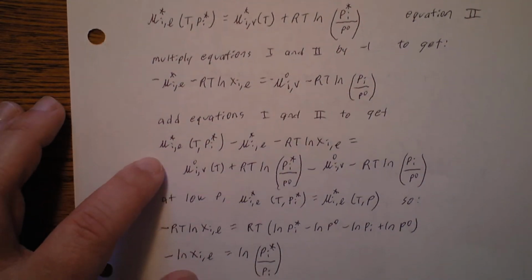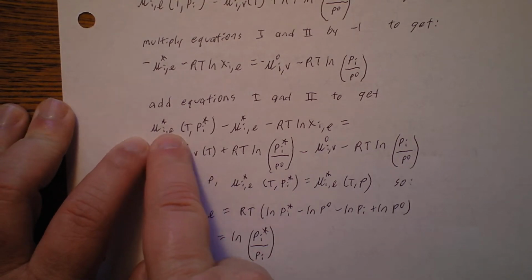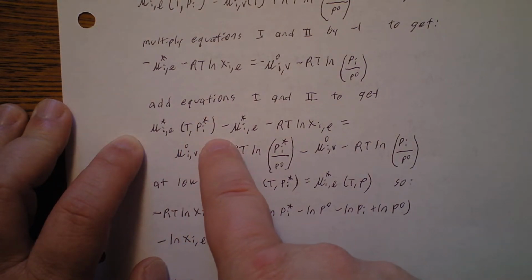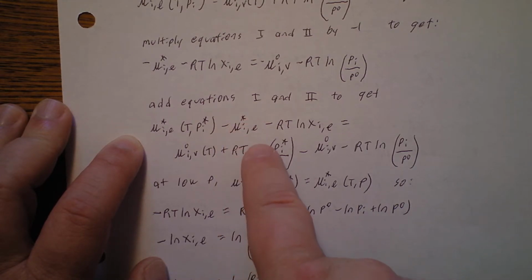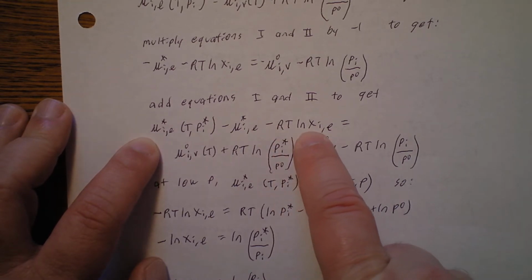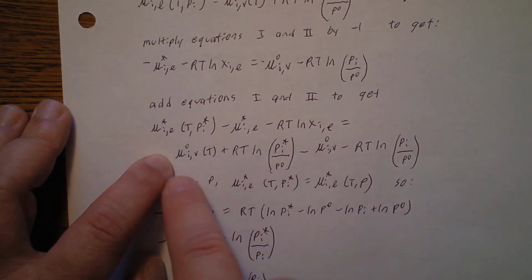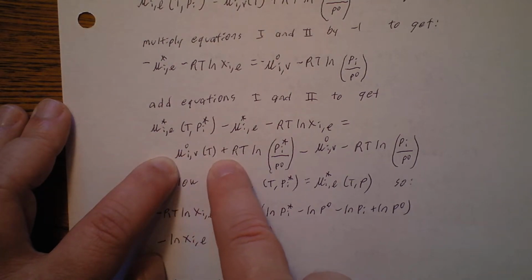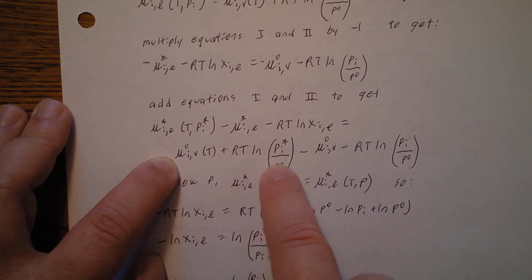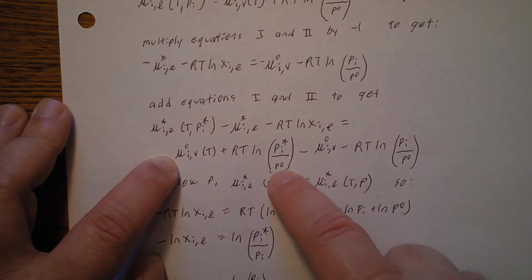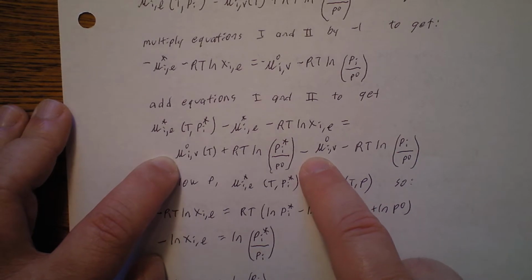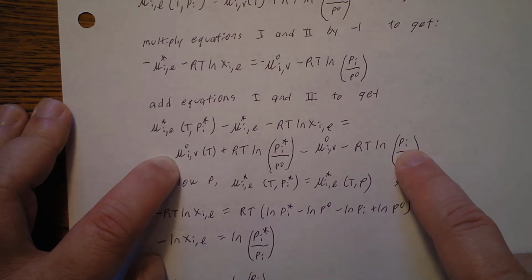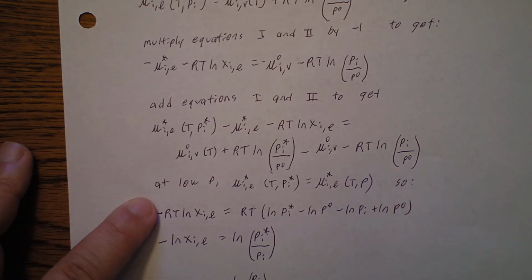So let's add equations 1 and 2, and what we're going to do is get the chemical potential of the substance I in the liquid form unmixed as a function of temperature and the pressure of the substance I unmixed minus the chemical potential of I in the liquid form unmixed minus R times T times the natural log of the mole fraction of the substance I in the liquid form, and that's equal to the chemical potential of I in the vapor form in the standard state as a function of temperature plus gas constant R times temperature times the natural log of the partial pressure of the substance I unmixed divided by the pressure in the standard state minus the chemical potential of the substance I in the vapor form in the standard state minus the gas constant R times temperature times the natural log of the partial pressure of the substance I divided by the P naught standard state.